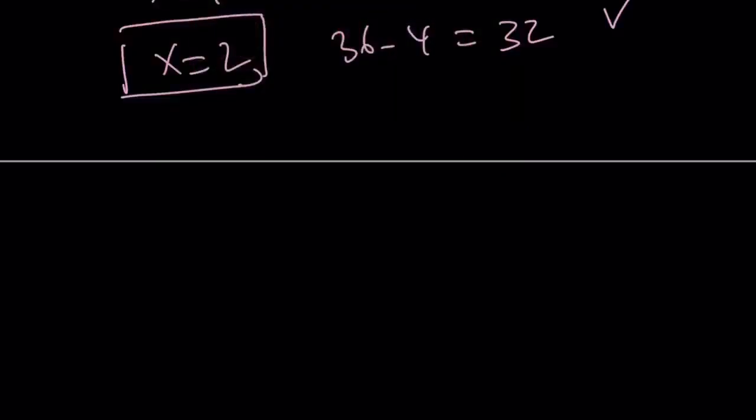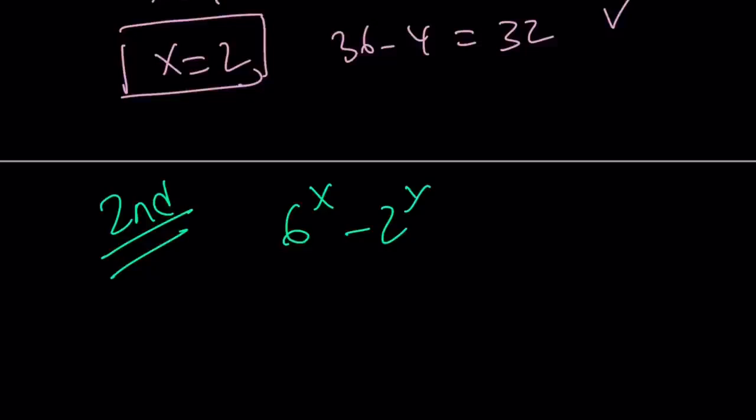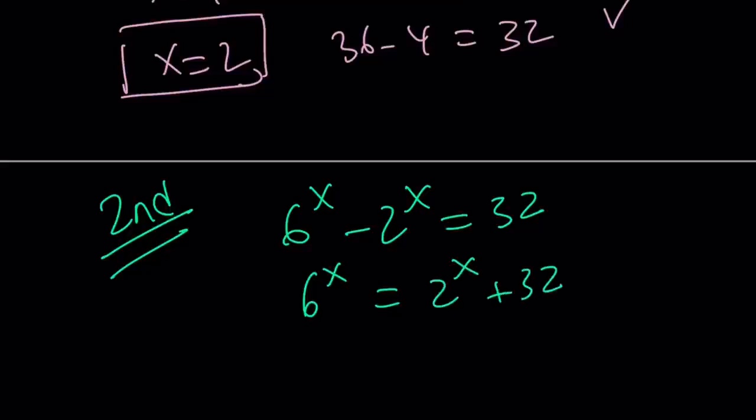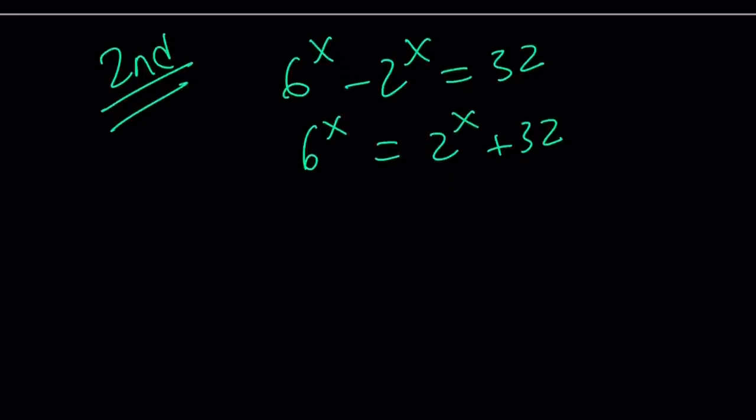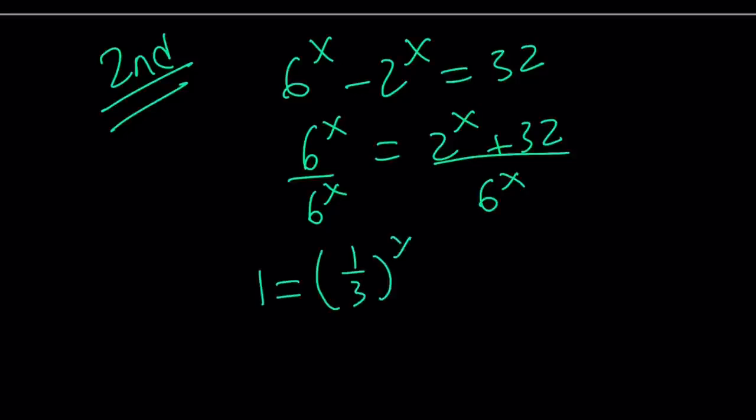Let's go ahead and take a look at the second approach. So I'm going to rewrite my equation. Add 2 to the x to both sides. So all this effort was to prove that there's only one solution, and then we guessed and checked. Now, second approach, divide both sides by 6 to the x, that's the largest power. You get 1 equals 2 over 6, which is 1/3 to the power x, plus 32 over 6 to the power x.